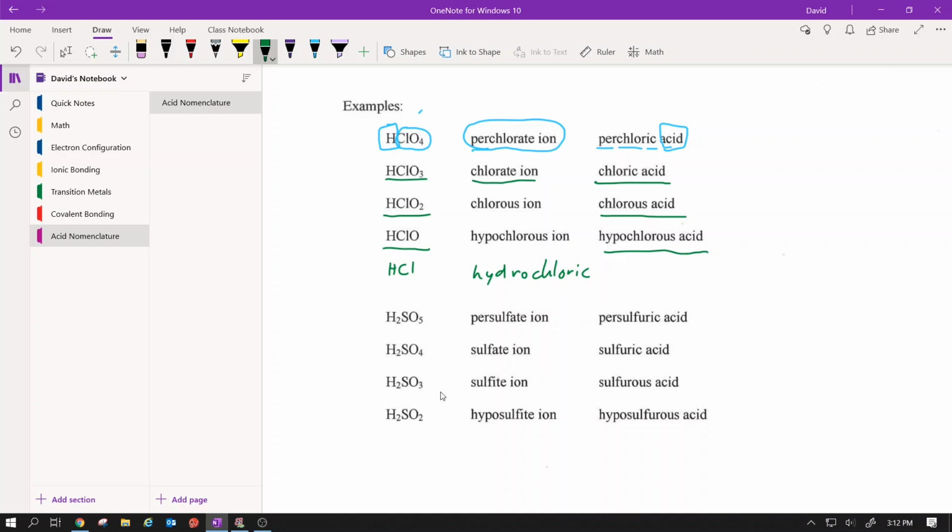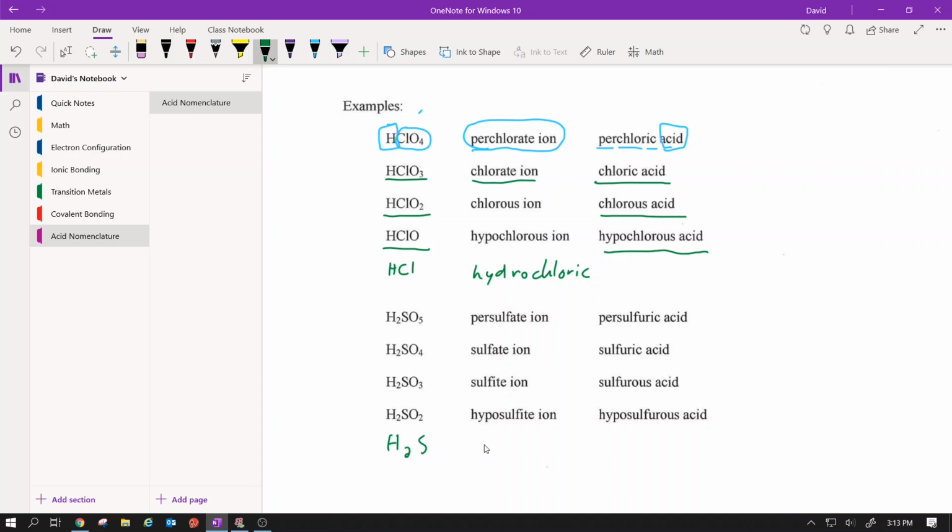Okay? Same thing for sulfuric, sulfurous, hyposulfurous, and then of course just H2S, which is hydrosulfuric. So the difference between sulfuric and hydrosulfuric is whether you have H2S or H2SO4. So you've just got to pay attention and be careful.